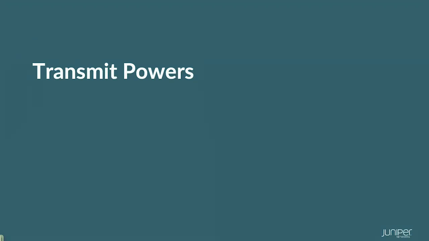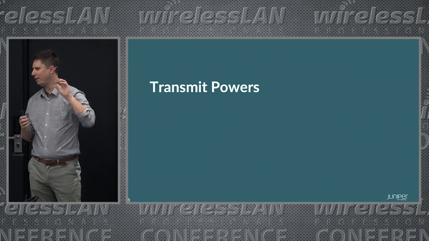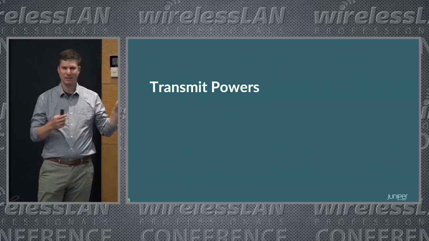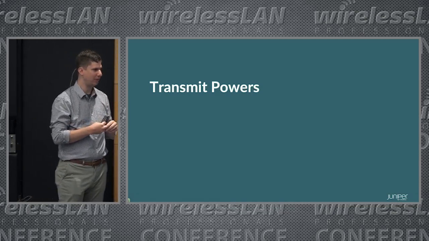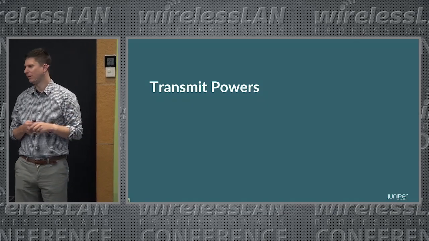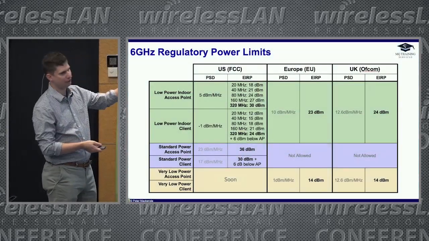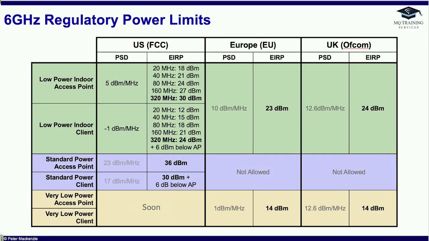Okay, now another consideration of this roaming stuff is the client is making its roaming decision based on how it hears the AP, right? But in some cases, the client transmit power is lower than the AP transmit power. And this is especially true in 6 gigahertz where there's regulatory limits on the client transmit power. So here is a nice chart that Peter McKenzie put together that very neatly and succinctly calls out the transmit powers in various regulatory domains.